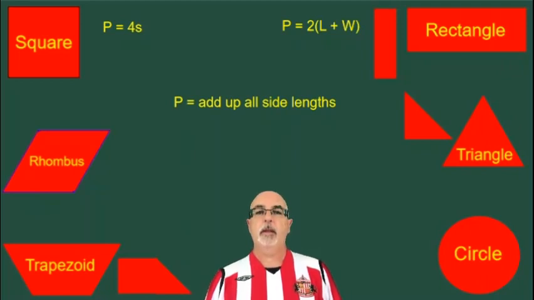This trick of adding up all the side lengths works for nearly all of the shapes, but it can't work for the circle, the last shape we have here. The circle doesn't have any sides, so we can't add them up. For the circle, we have no choice but to use a formula.